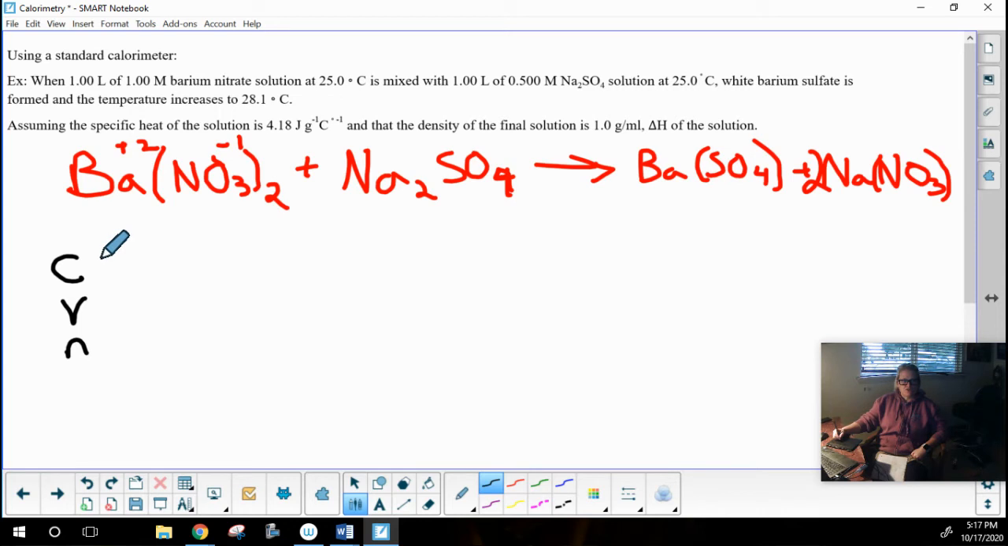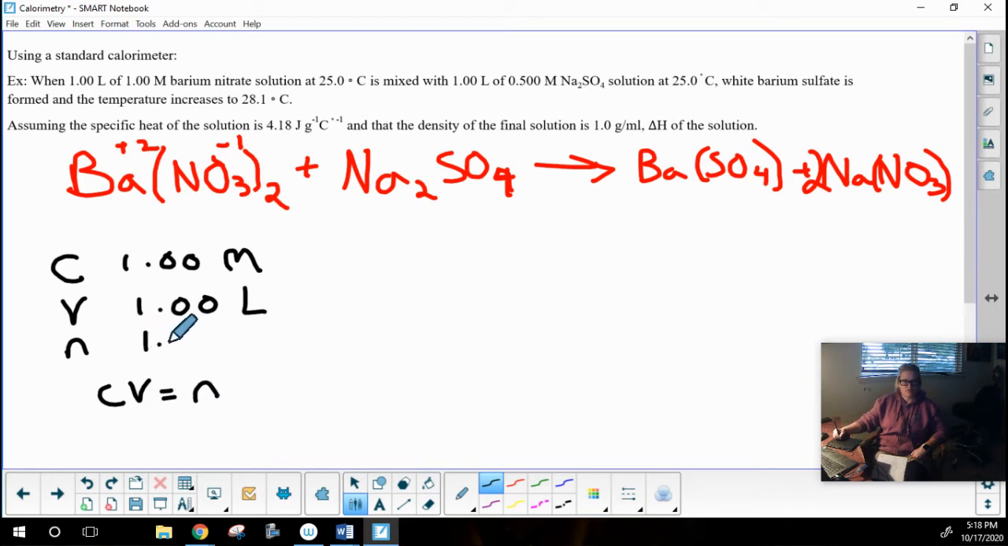So my barium nitrate had a concentration of 1.00 moles per liter. My volume is going to be 1.00 liters. And remember this little equation here, CV equals n.